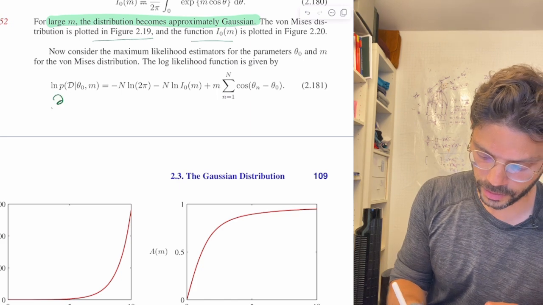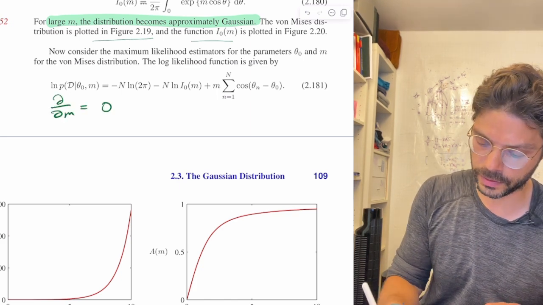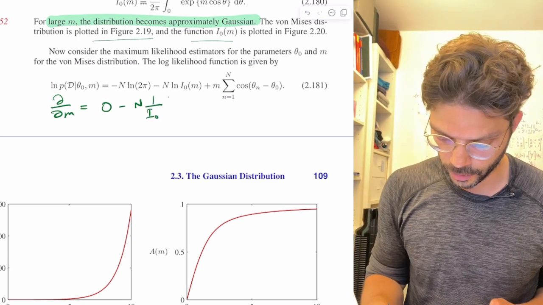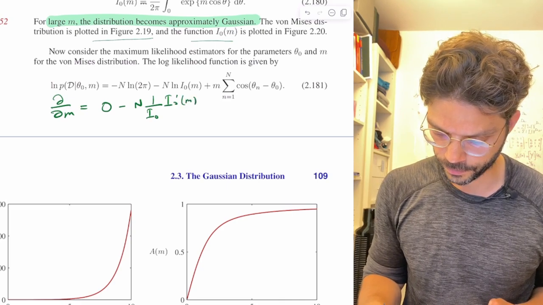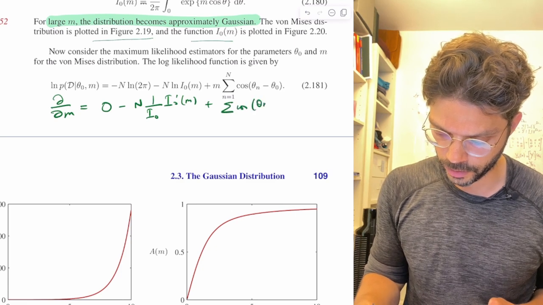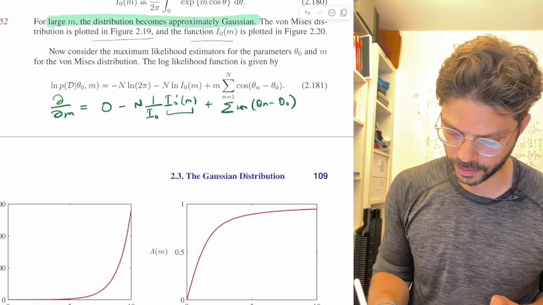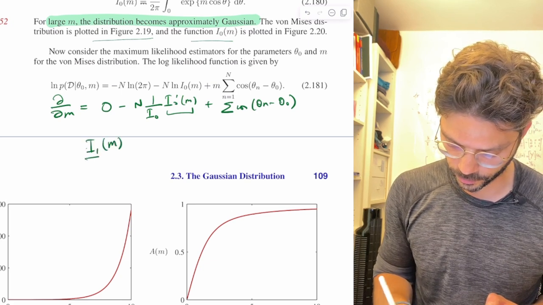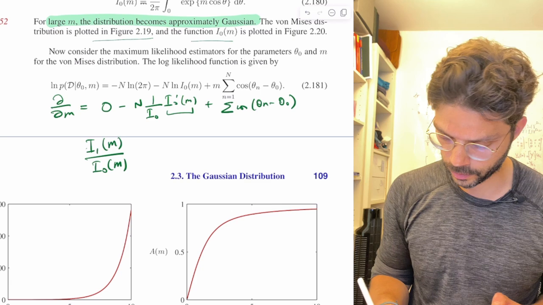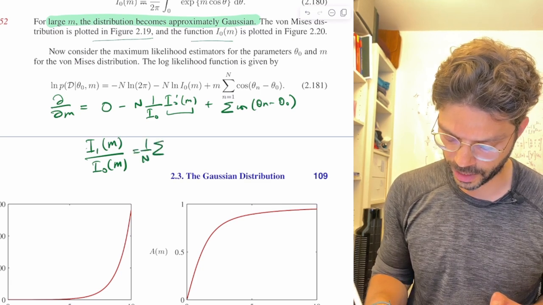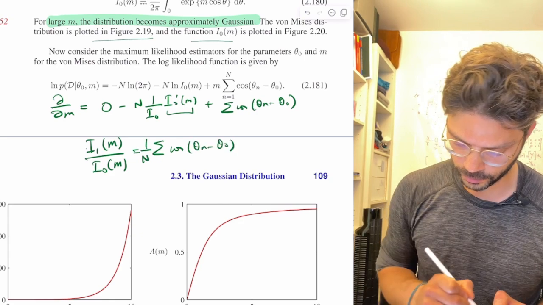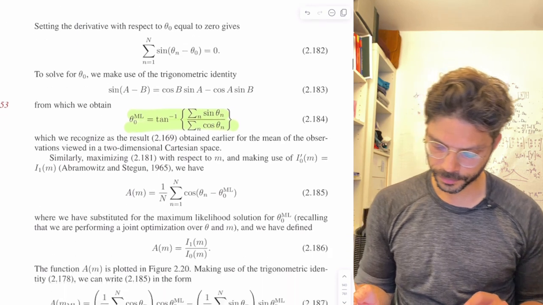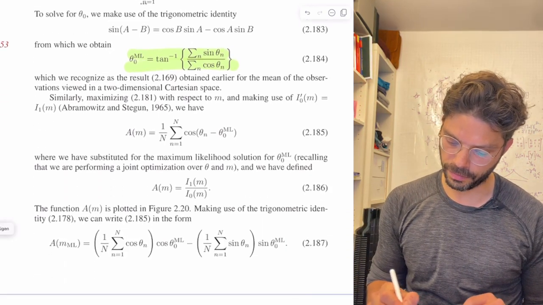So now the derivative with respect to m is again going to equal 0 minus N. This time the Bessel function is going to contribute, so it's going to be 1 over I naught times I1, plus the sum on cosine theta n minus theta naught. And when you set this to 0, we get I1 over I naught is going to equal 1 over N times the sum, the average value of cosine of theta n minus theta naught, and this function he's going to define as A of m.